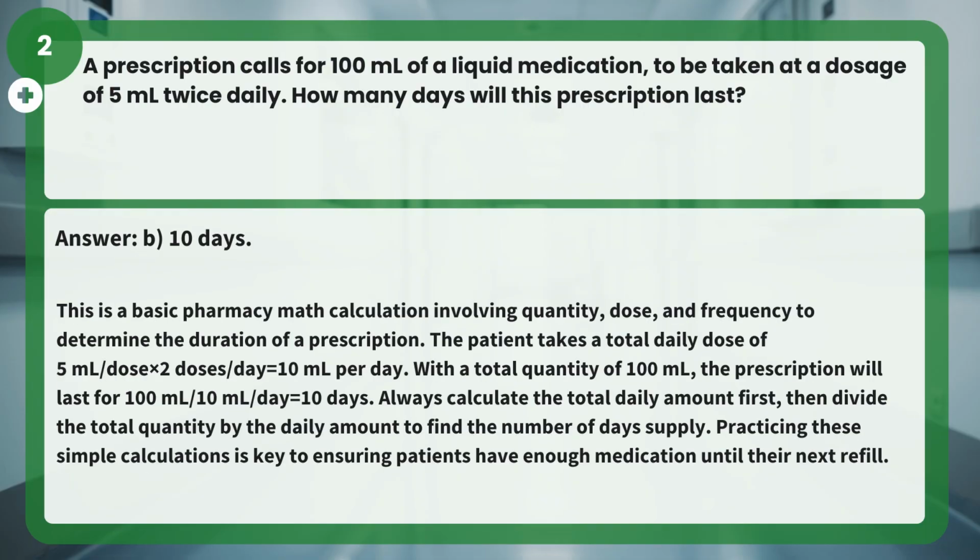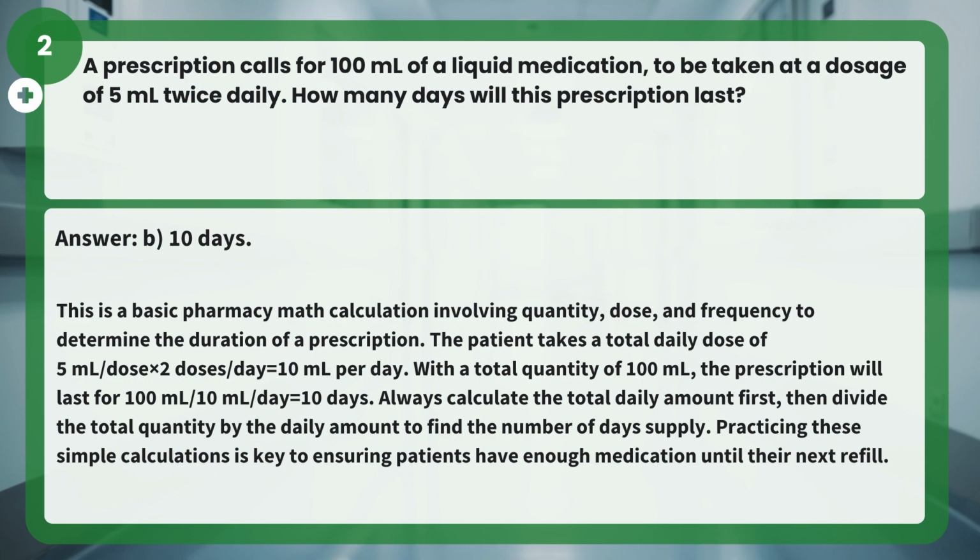Answer: B. 10 days. This is a basic pharmacy math calculation involving quantity, dose, and frequency to determine the duration of a prescription. The patient takes a total daily dose of 5 mL/dose × 2 doses/day = 10 mL per day. With a total quantity of 100 milliliters, the prescription will last for 100 mL / 10 mL/day = 10 days.